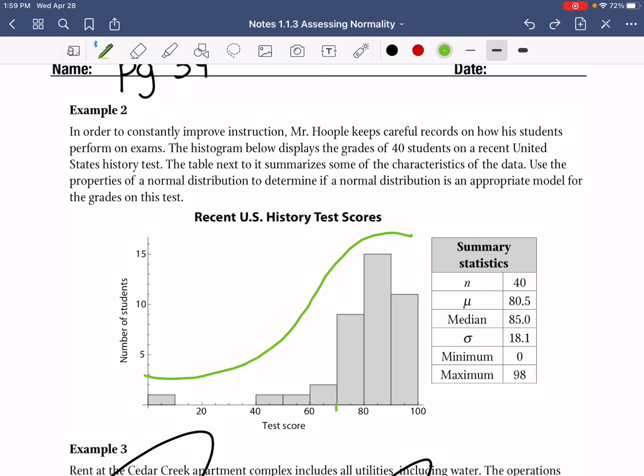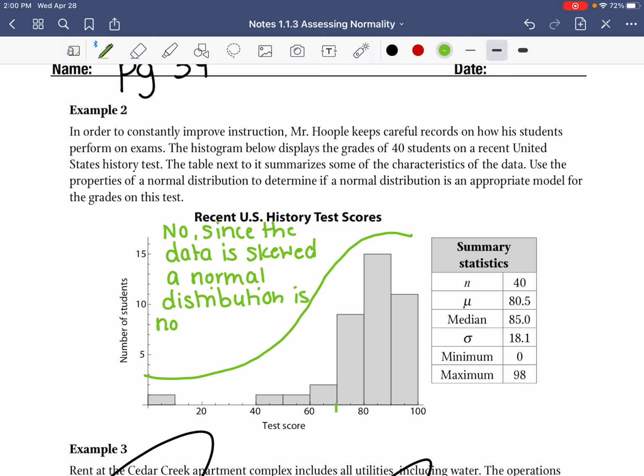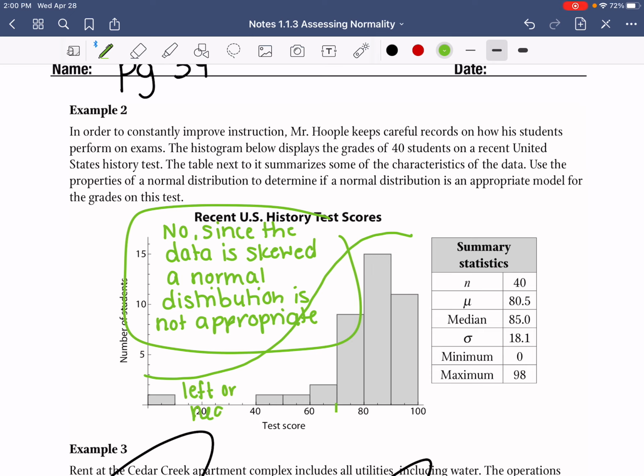The majority of students, here's like a 70, majority of students are getting above a 70. And then there is a student who's got a 0. There's some students that got 40s and 50s, but the majority of students were doing well. So is the data normally distributed? For this test, we would just say no, since the data is skewed. A normal distribution is not appropriate. And this would be a left or negative skew because the values down here are bringing it way down.